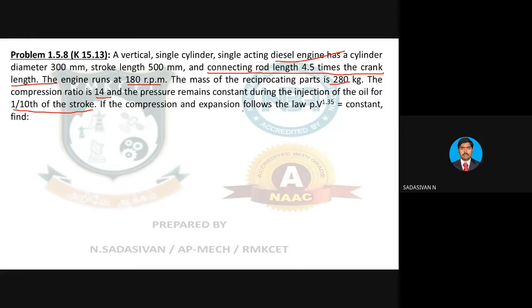If the compression and expansion follows the law, you should be very familiar with this by now: PV^gamma equal to constant. This is a polytropic process, PV^1.35 equal to constant. From that equation, I'm going to find out the value of pressure, whatever is the pressure required for this particular problem. We are going to find the value of pressure from thermodynamics. Then all the other formulas are the same. This is a different model problem, we are going to see now.